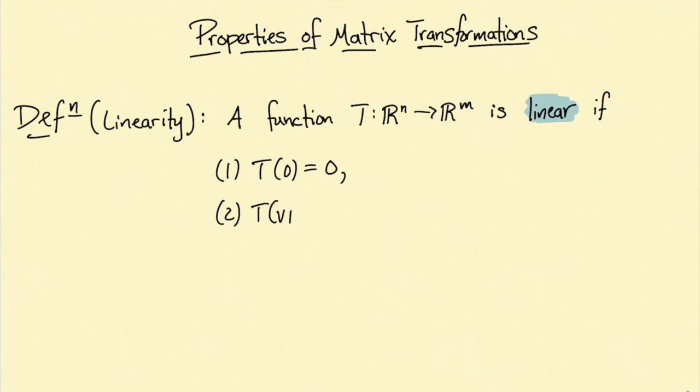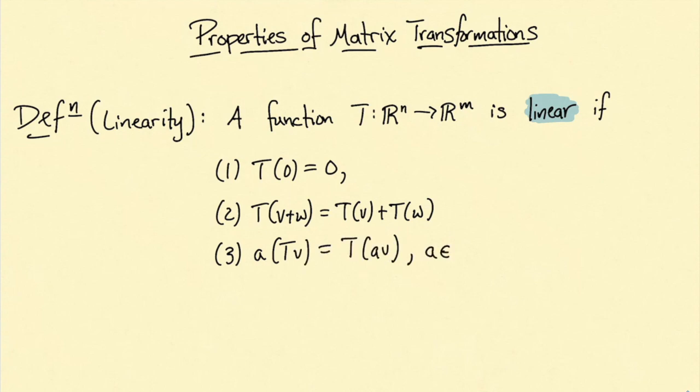Second, T applied to the vector sum v plus w is equal to T applied to v added to T applied to w. And third, for any scalar a, a multiplied by T applied to v is equal to T applied to v scaled by a. The importance of this property is its ability to completely characterize matrix transformations.